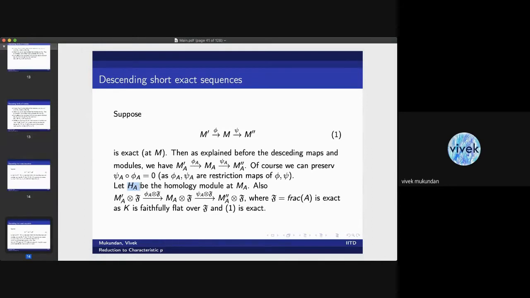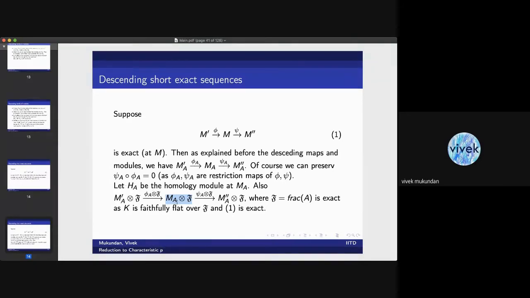There are two ways to do it. You can use generic freeness to make sure that H_A localized at a non-zero element becomes free, and it has a finite rank, but the rank will be equal to the rank here, which is zero. Therefore, H_A after localizing at a non-zero element becomes zero.